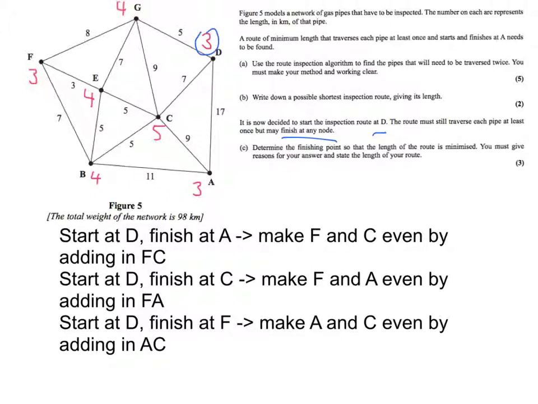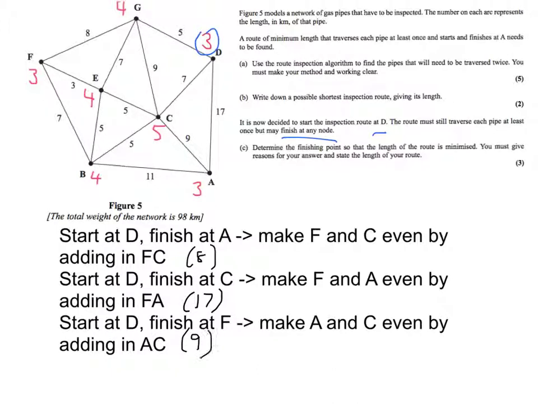So now I'm still trying to minimise the length of this route. So what I've got to consider is whether adding an FC, adding an FA, or adding an AC, which one of those is the shortest? Well, adding an FC is going to be a length of 8, because I can travel this route here. Adding in FA is going to be a length of 17, because I can travel 8 here plus 9, 17. Adding in AC is going to be a length of 9 because I can just travel directly there.